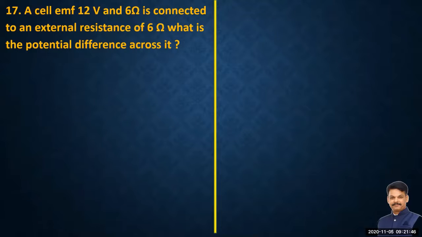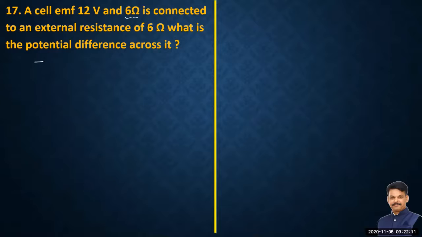Yes. Now let us move towards the next problem. I have made a change in the problem. I have taken a problem based upon the EMF or the cell. See, a cell of EMF 12 volt and 6 ohm, where 6 ohm is the internal resistance of the cell, is connected to an external resistance of 6 ohm. What is the potential difference across it?